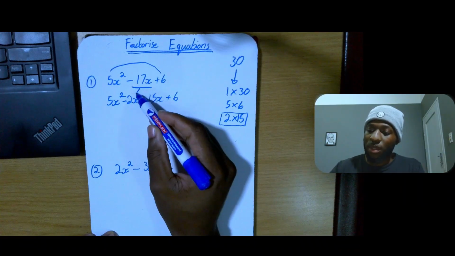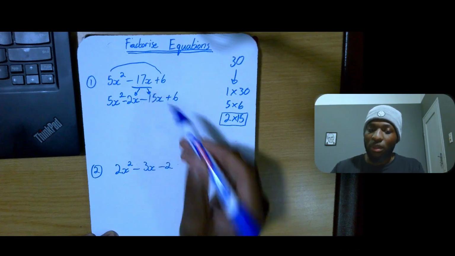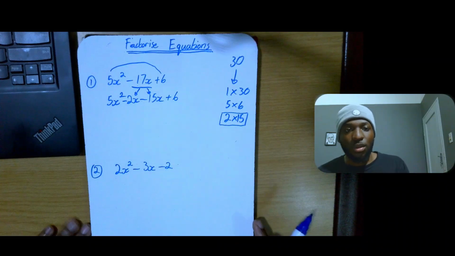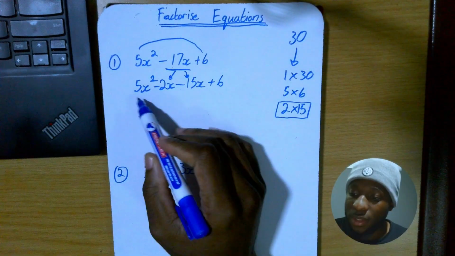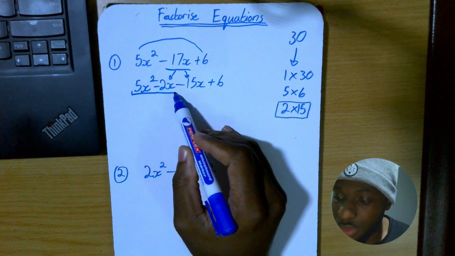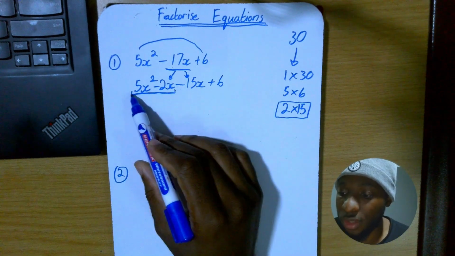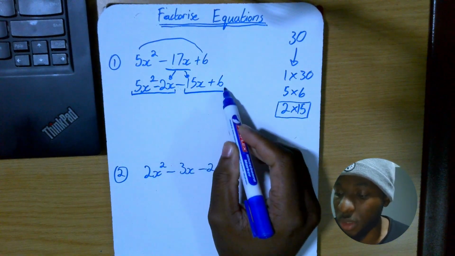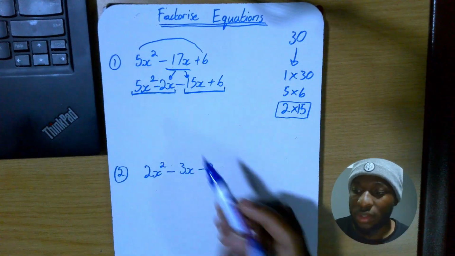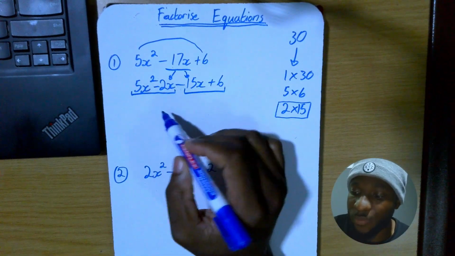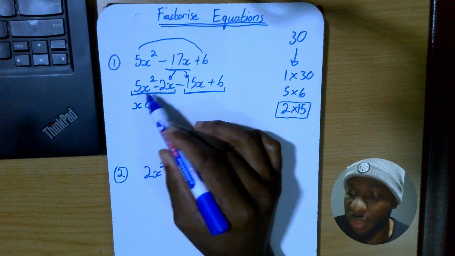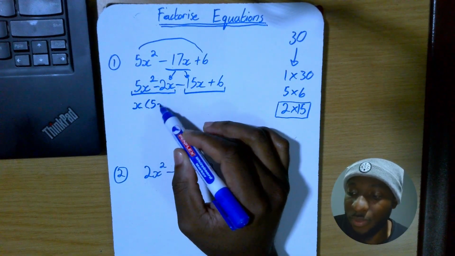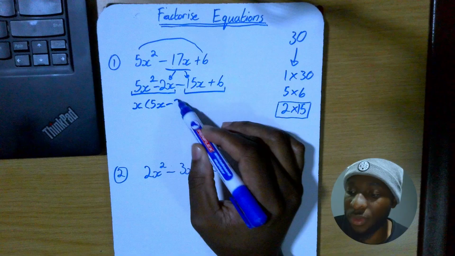We simply broke down the middle term. We broke it into two pieces over here. Now the next step would be to look at these two parts. We're going to focus on this section and this section. What we're going to do is factor this section. So the common factor in this section will be x. So we'll have x, open brackets, in the brackets we'll be left with 5x minus 2.